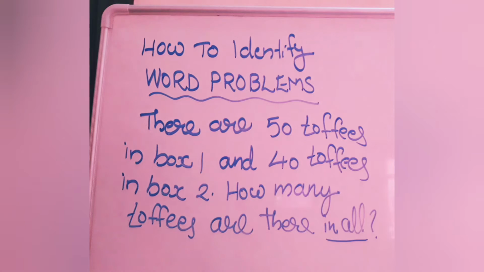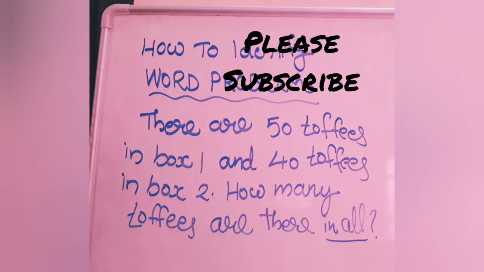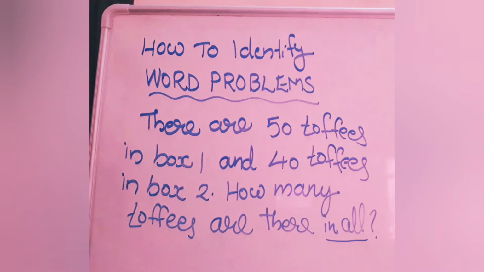Another question is here. There are 50 toffees in box 1 and 40 toffees in box 2. How many toffees are there in all? In all. I told you before, in all, total, altogether, more, joint. These all are the keywords to remember for addition word problems. These all are direct questions. Indirect questions also we will discuss. So here the answer is 50 plus 40, 90 toffees.